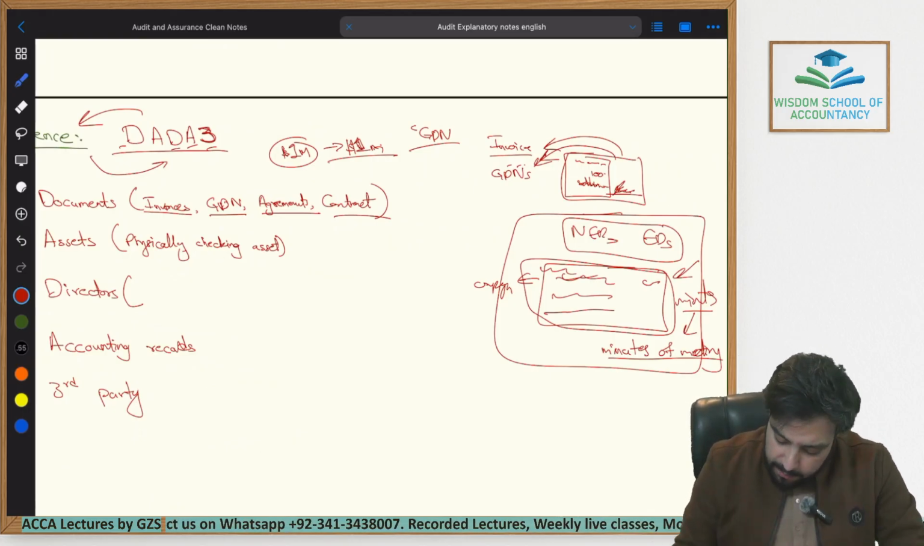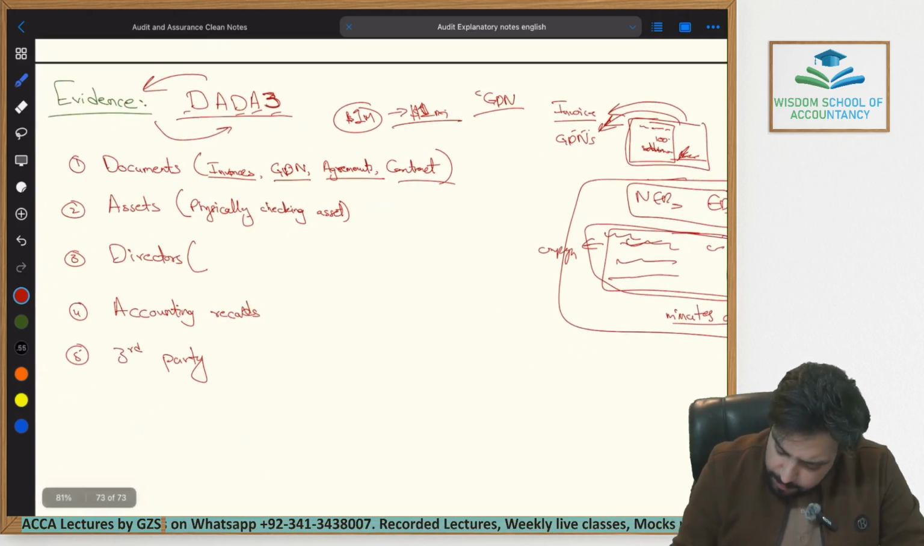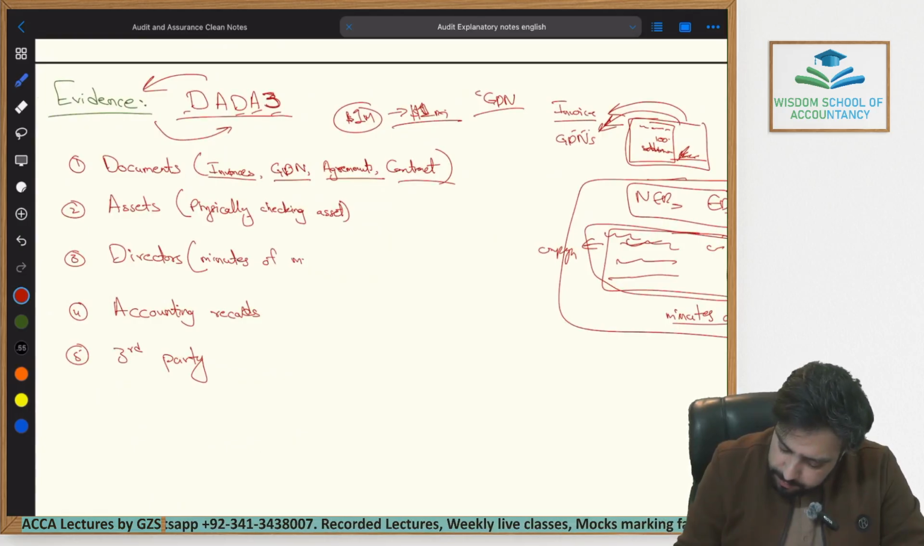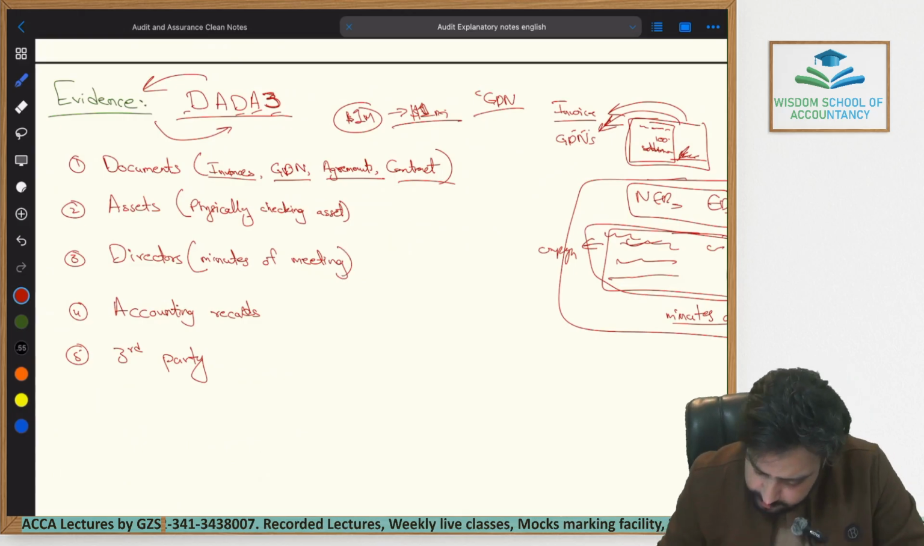So in the case of directors, the proper word is minutes of meeting. Minutes of meetings. This is another area from where the auditor can gain a lot of the evidences.